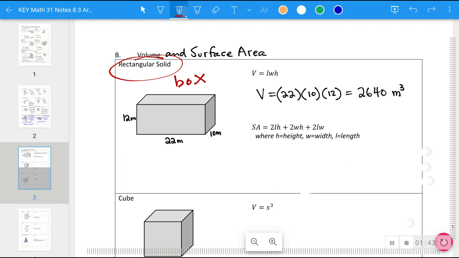The first one that's shown here is 2 times length times height. And so the length, 22, times the height, 12, would be the area of this rectangle that we would call the front. And because there's a back of the same size, you simply multiply by 2. Well, you do that with the other pairs also. And so all we need to know is length, width, and height here, and we'll put it into the formula.